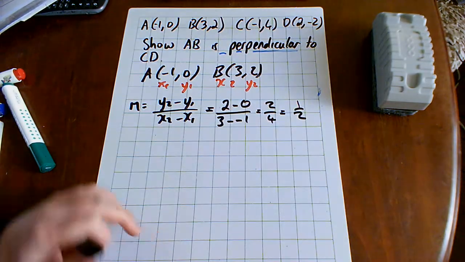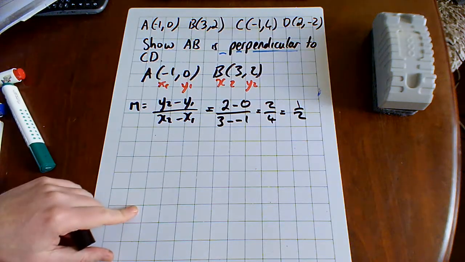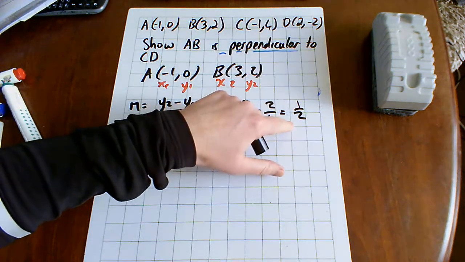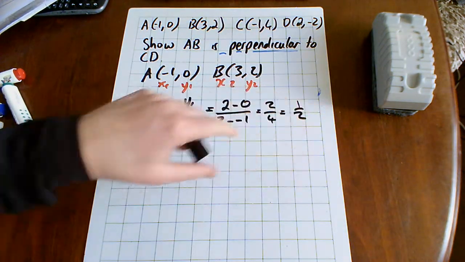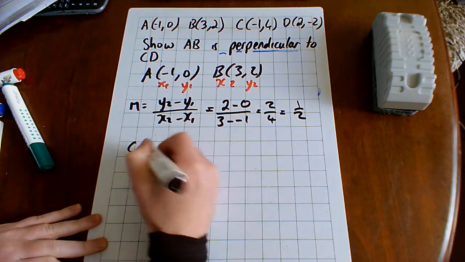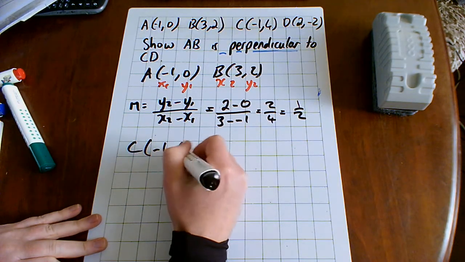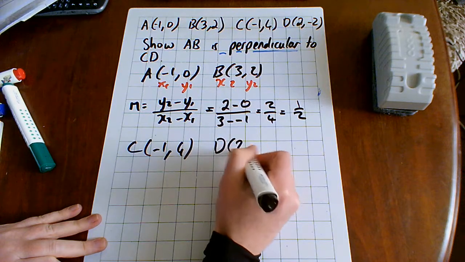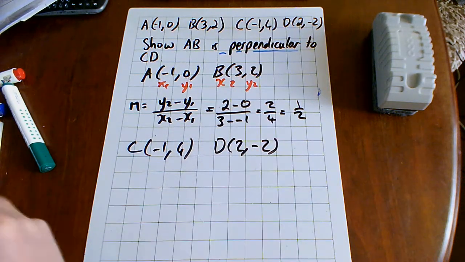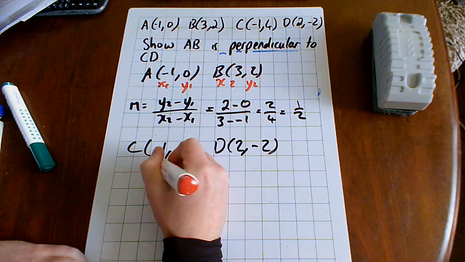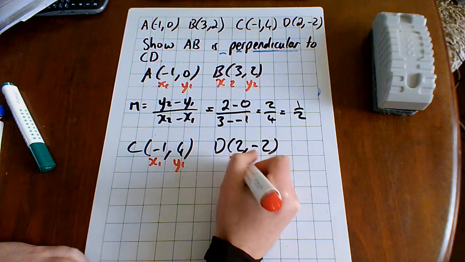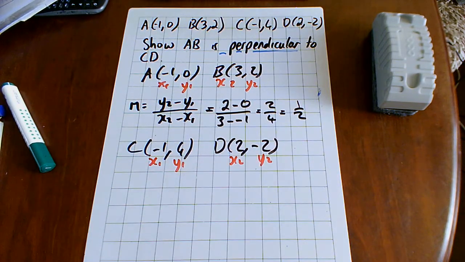Now we can predict what the slope of the other one is going to be, because if it's perpendicular, it'll have to be flipped upside down, 2, change sign, minus 2. So we're looking for minus 2 here. So we're going to do C is minus 1, 4. D is 2, minus 2. Again, get out my red pen, I'm going to label them. X1, Y1, X2, Y2.